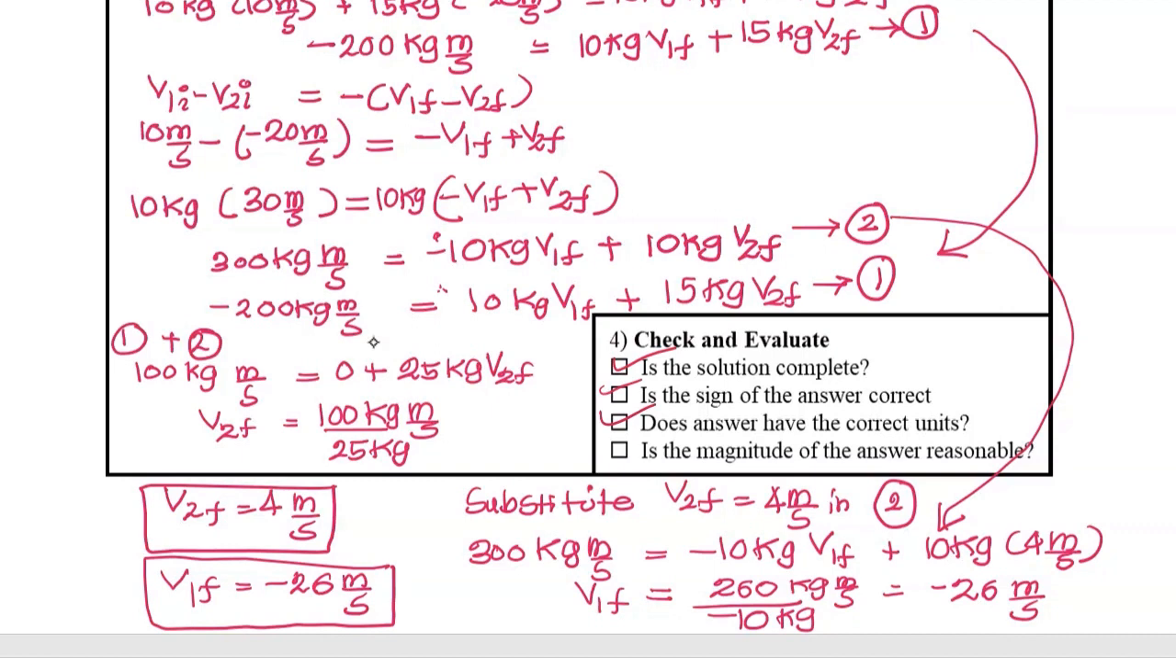Okay, so is the solution complete? Yes, the sign is correct. So we have completed the question. That would be it.